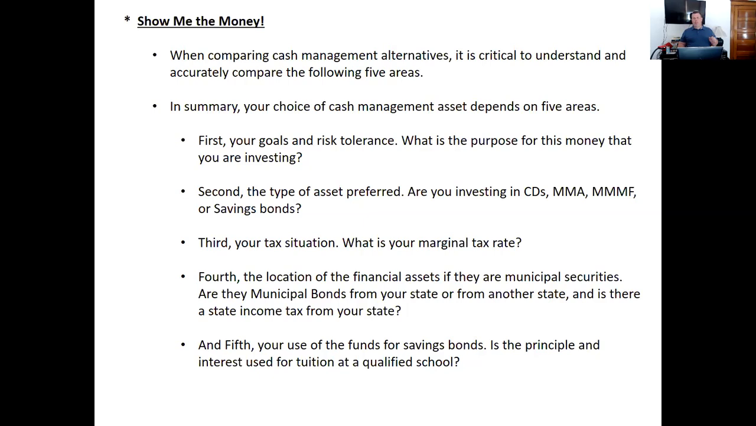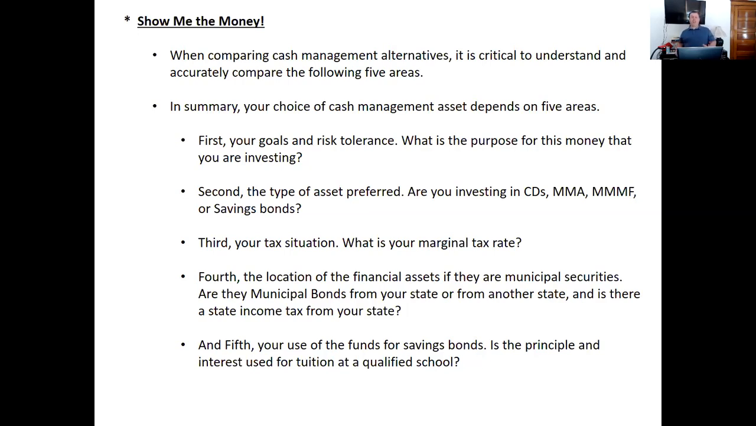Second, the type of asset you prefer. Are you investing in CDs, MMAs, money market accounts, MMFs, money market mutual funds, or savings bonds? Third, your tax situation. What is your marginal tax rate and how will this investment affect your tax rate?